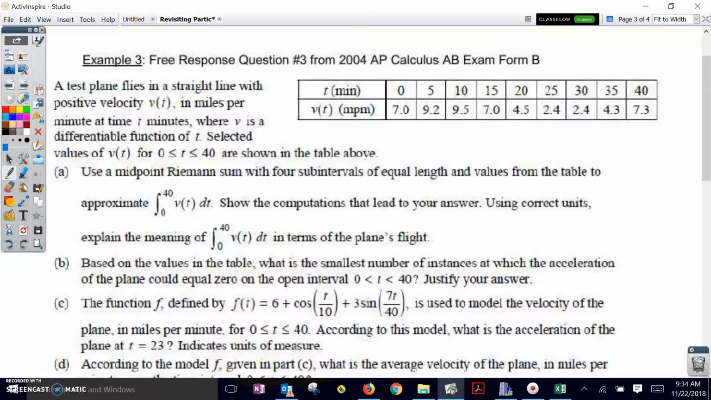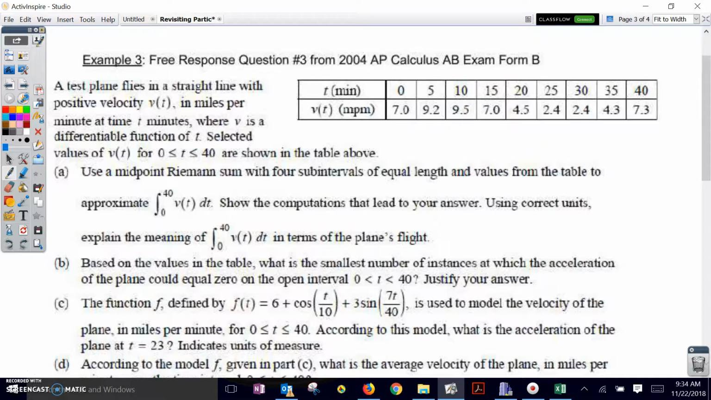Alright, welcome back everybody. In this video we're going to look at examples 3 and 4 from the Revisiting Particle Motion lesson. We'll start here with example 3, which is free response question number 3 from the 2004 AP Calculus AB exam Form B. So this is a calculator free response question. I hope nobody gets nauseous as we scroll back and forth throughout this.